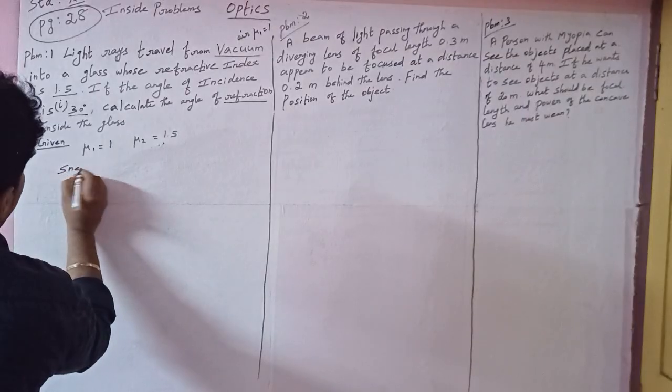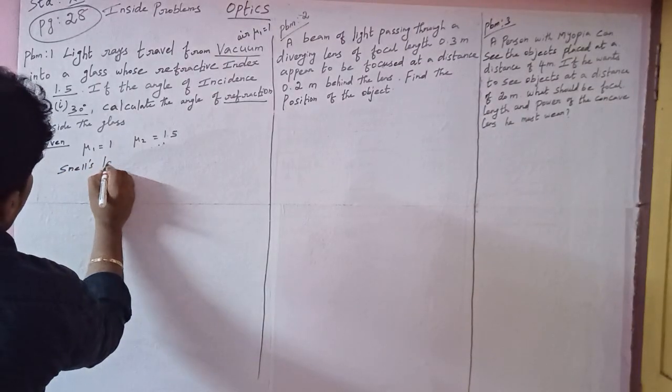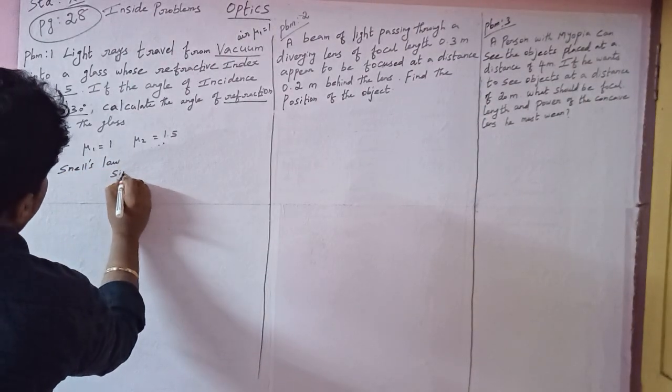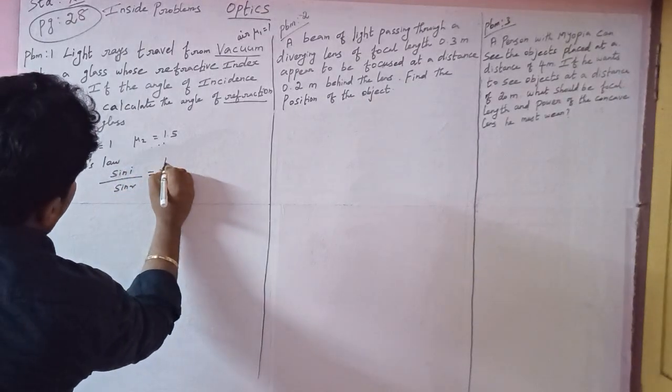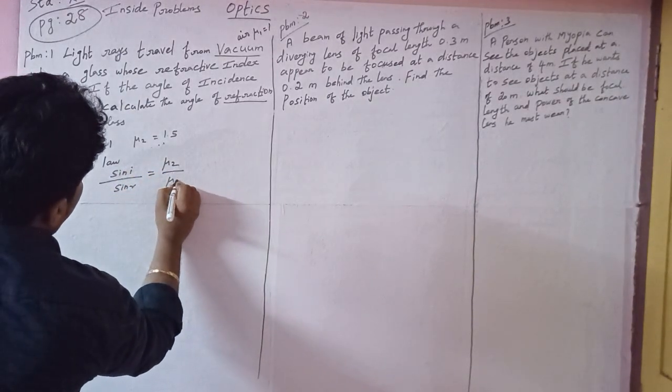So, Snell's law equation. What is Snell's law equation? Snell's law: sin i by sin r equals mu2 by mu1.